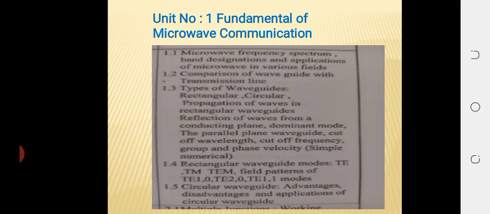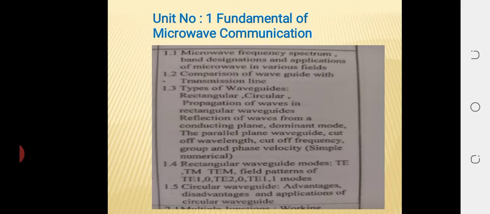Again we are going to compare the waveguide and the transmission line. The most important point of the waveguide is that there are various types of waves, rectangular and circular, and how they are propagating, which we are going to study in unit number 1, as well as the reflection of the wave from the conducting plane.